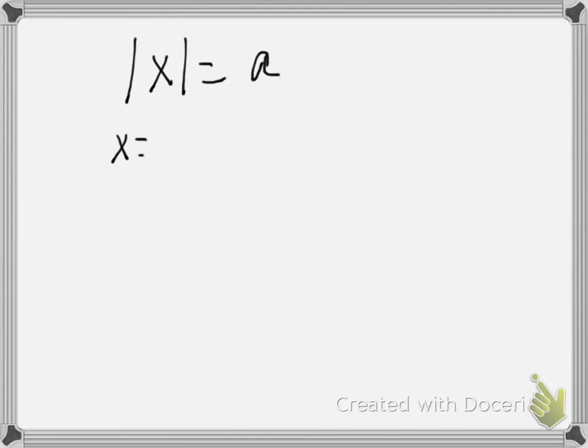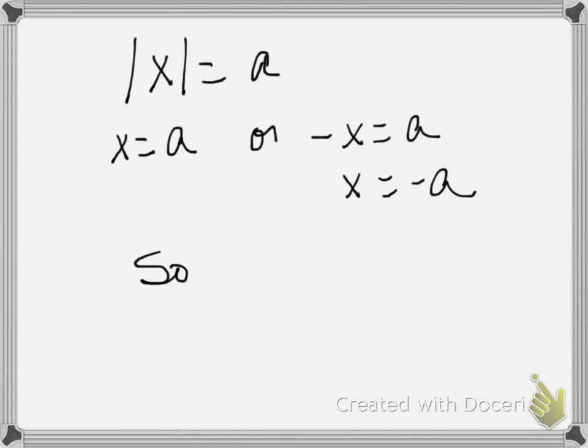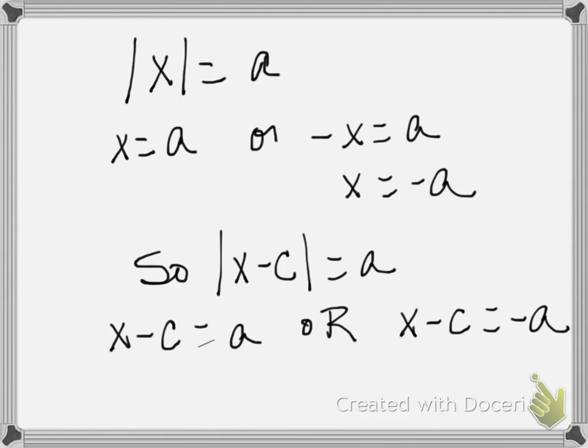So now, if we're trying to find x when x is inside the absolute value, it could be two answers. It could be positive or negative. So x could be positive a, or x could be negative a. So here's a little formula. When you see the absolute value of x minus c is equal to a, we're going to have two answers. Absolute value equations always have two answers because, remember, what's inside the absolute value could be positive or it could be negative.